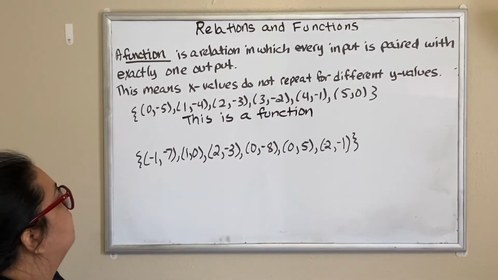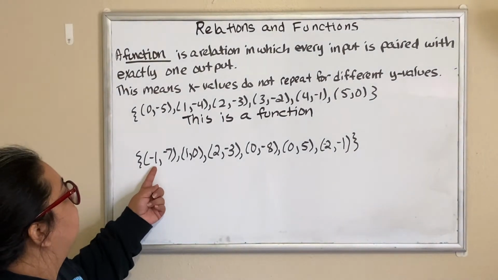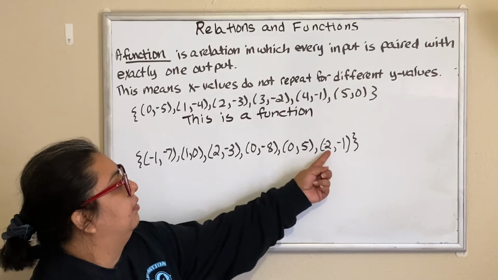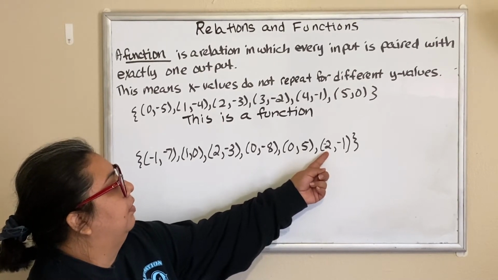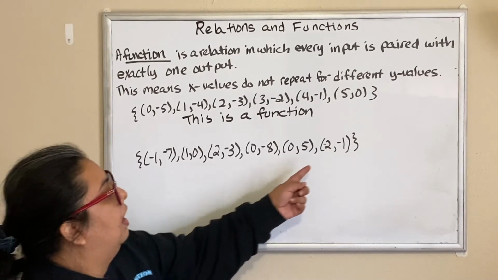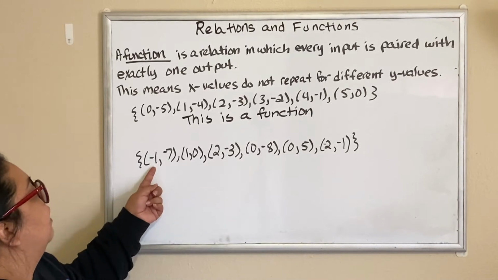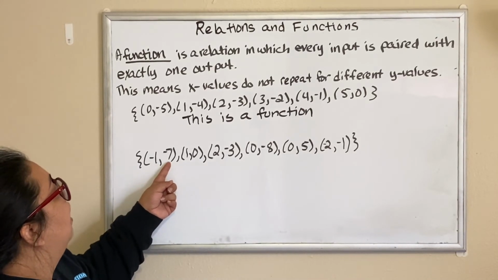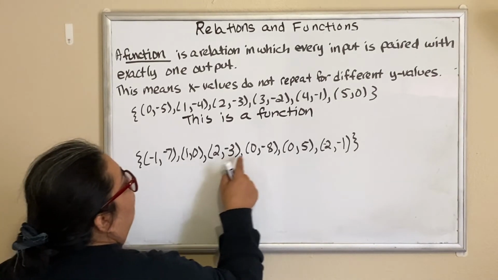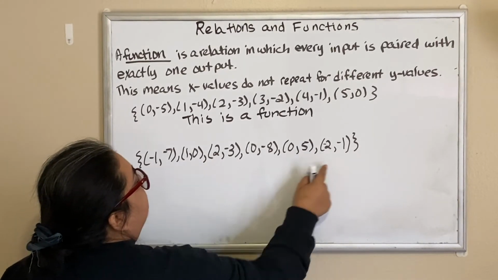So now let's look at this second example. I have negative 1 as my x value, and let's check the other x values. That's a 1, that's a 2, that's a 0, that's a 0, that's a negative 2. So all of my x values are different from negative 1. I have a negative 1 as a y value here, but that doesn't matter. I'm looking to see if negative 1 repeats for a different value other than negative 7. So that one's fine. Here's 1, and 1 doesn't seem to repeat. 2 doesn't seem to repeat.